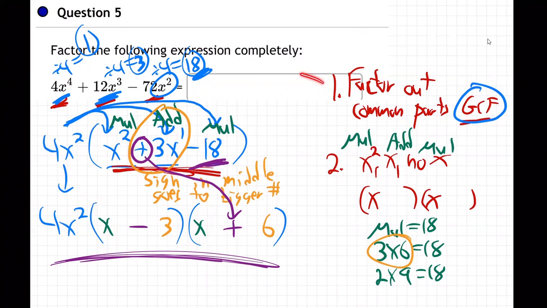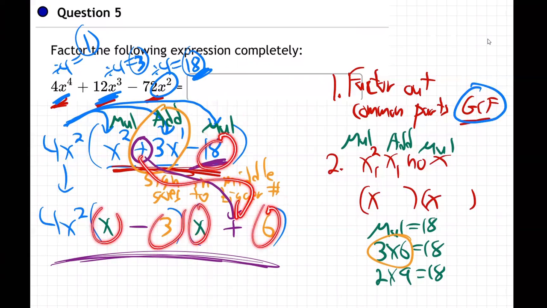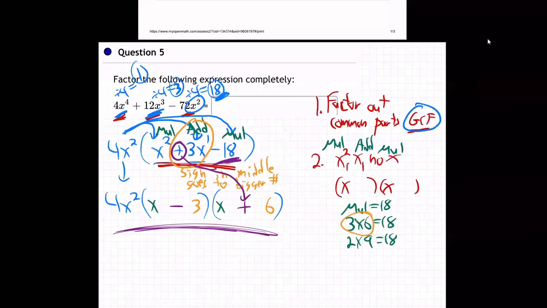So step 1, we took out what was in common, what number divided into all of them, and what letter power they share, 4x squared. And this is what was left on the inside. When we see x squared, x, no x, then we go 2 parentheses, multiply, add, multiply, put the x's in the front, 3 and 6 in the back to multiply to be 18, and then the sign in the middle goes in the figure. The other one's negative. And so there we go.